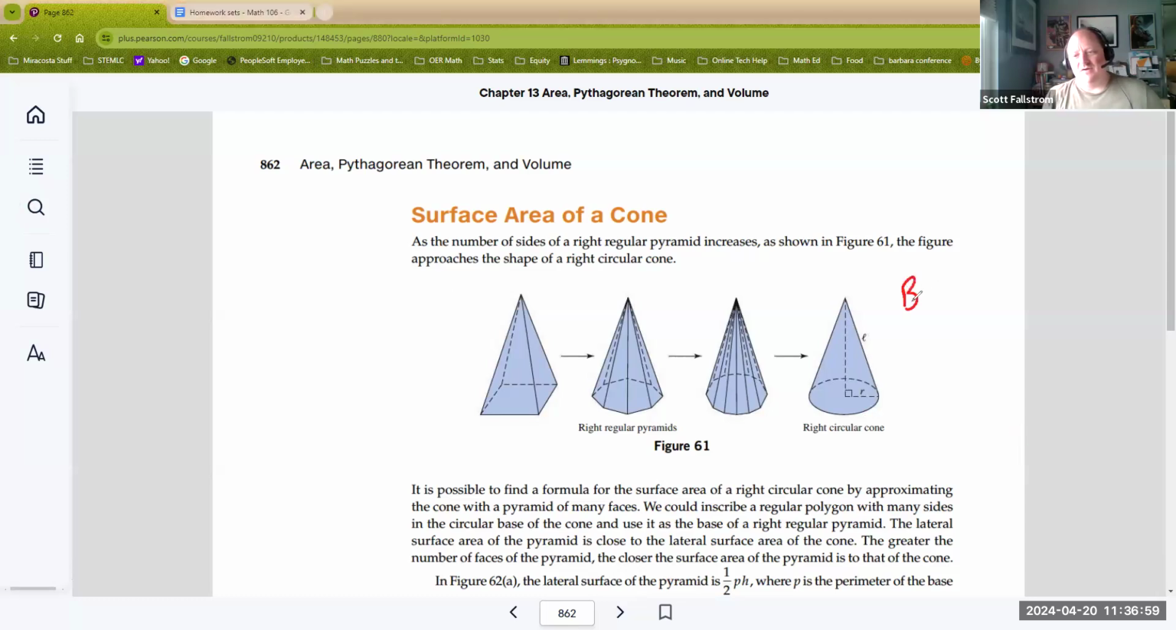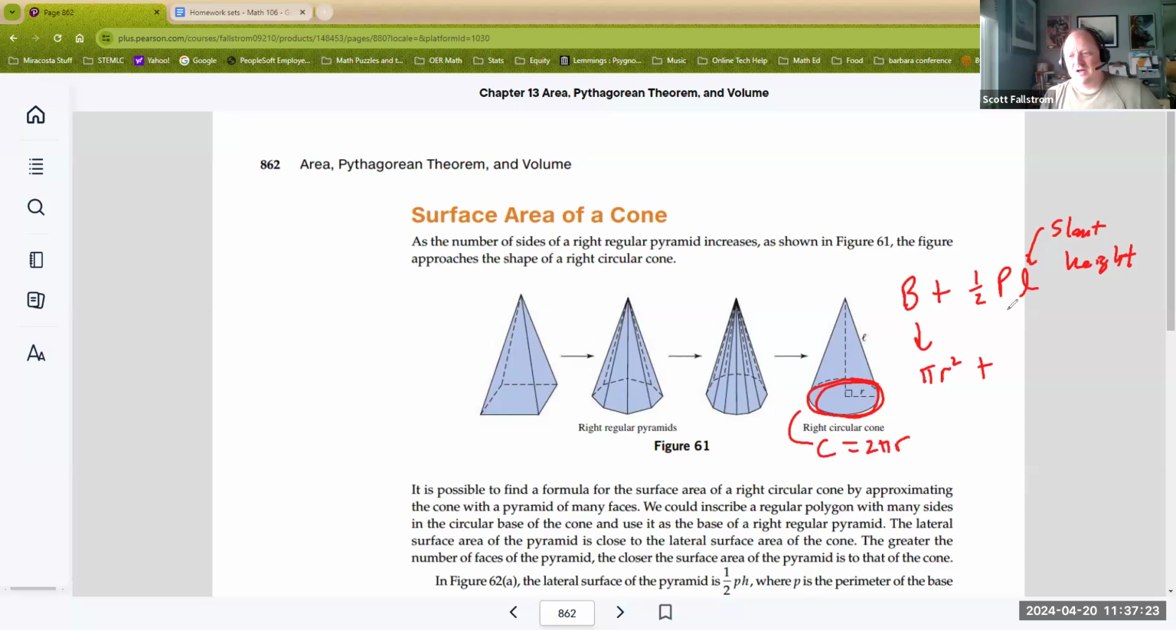What should we have? We should have the area of the base plus 1/2 perimeter times length. And the length that we're talking about here is the slant height. Okay. So the base, that's going to be pi r squared. The perimeter is going to be the perimeter of this circle, which is the circumference, which is 2 pi r. So when I bring this down, I get 1/2 times 2 pi r times the slant height. And that means my final result, my surface area, would be pi r squared.